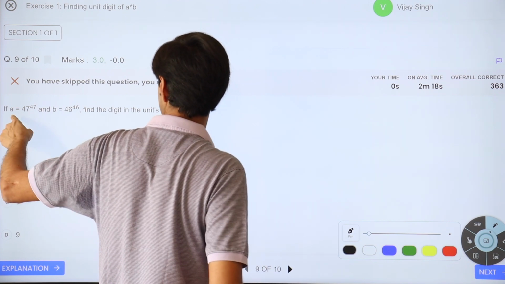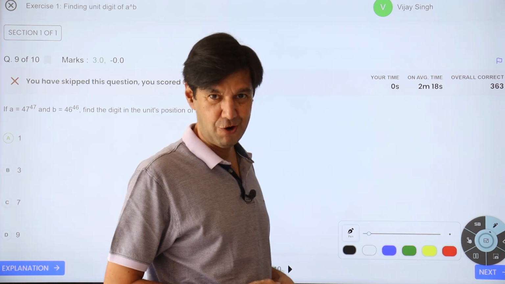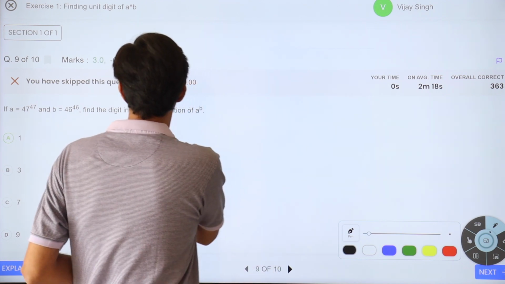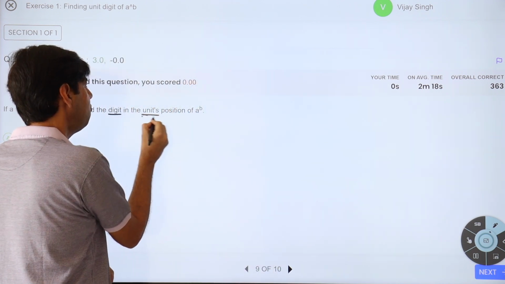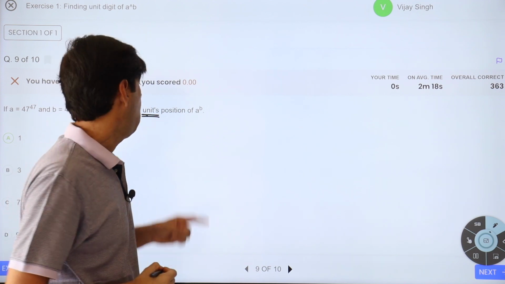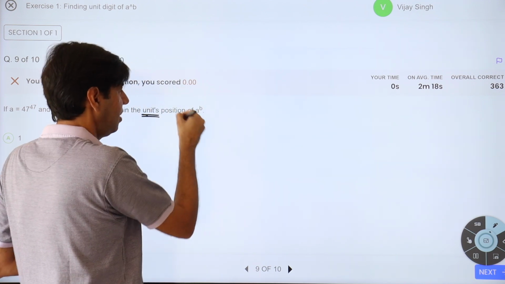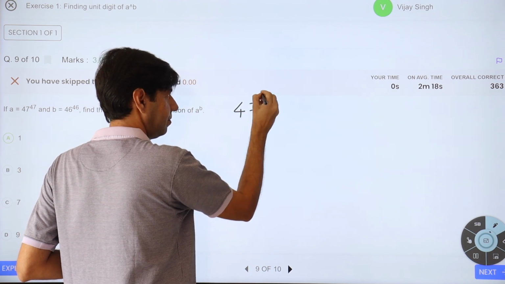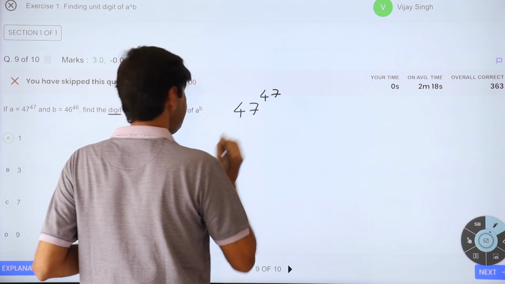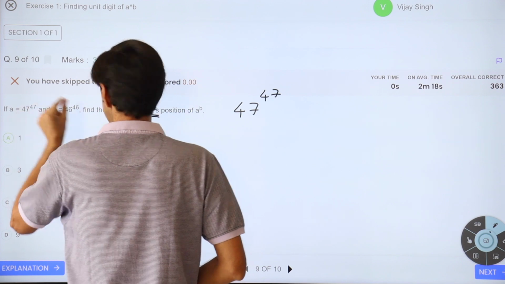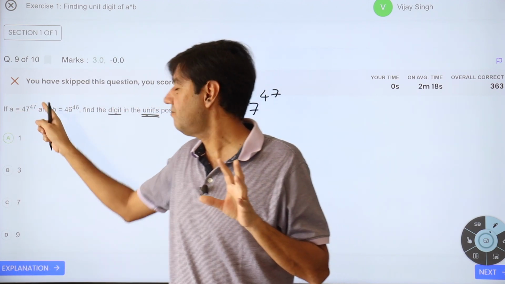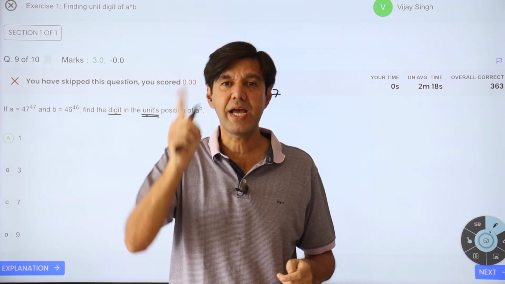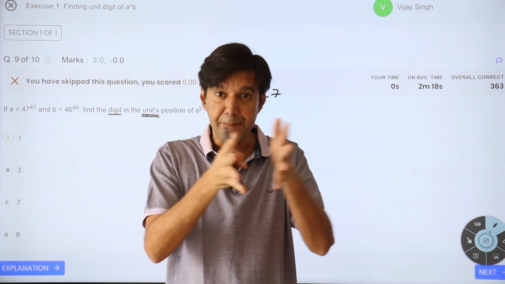So if A is 47 raised to 47 and B is 46 raised to 46, find the digit in the units position of A raised to B. So now if you look at this A raised to B, this is a number. And remember, it's given A is 47 raised to 47. Now remember, 47 raised to 47 is just a representation of a number. Like 64, I can write it as 8 square. But the number is 64.